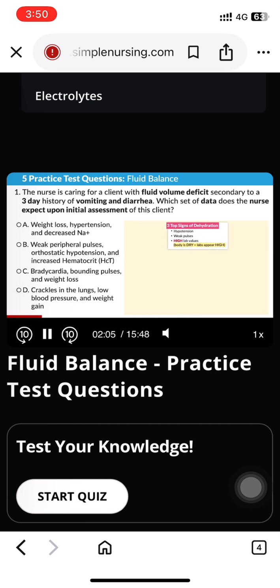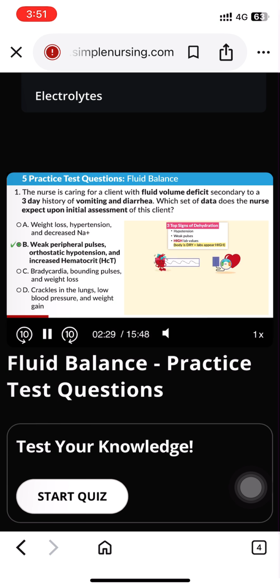Now looking at the answer options. Option A, weight loss, hypertension, and decreased sodium. No, this is completely wrong. Weight loss is actually correct, but hypertension is wrong. It should be hypotension. And remember, if one part of the answer is wrong, then the whole answer option is wrong.